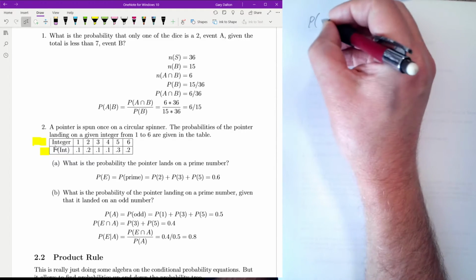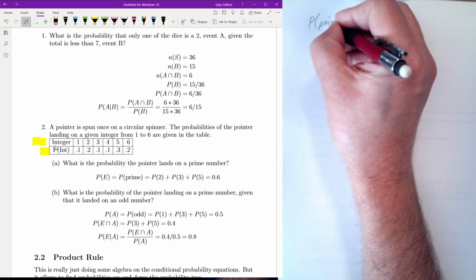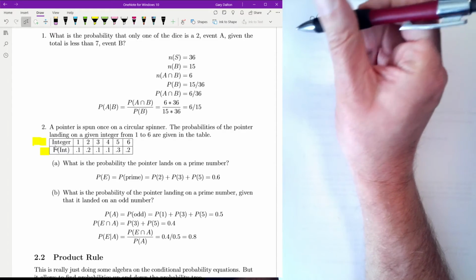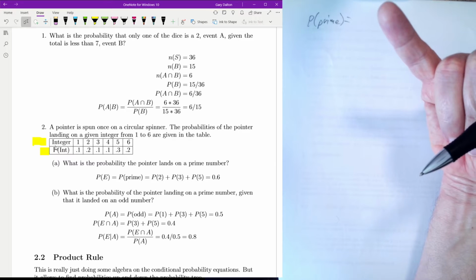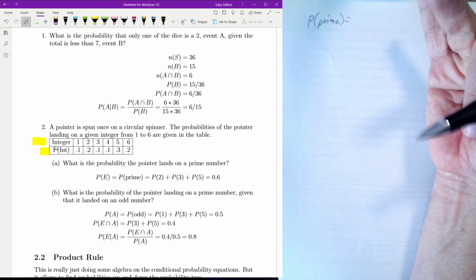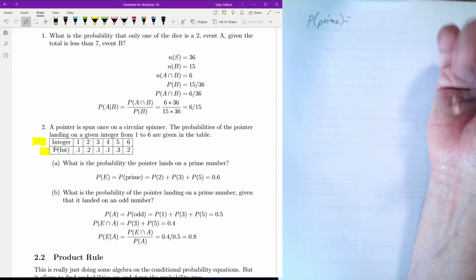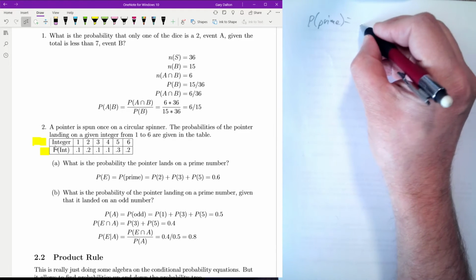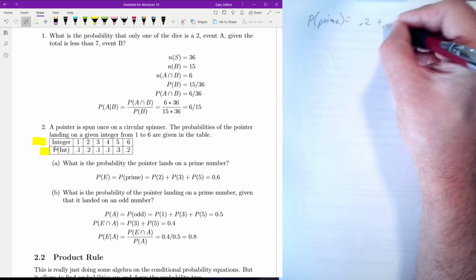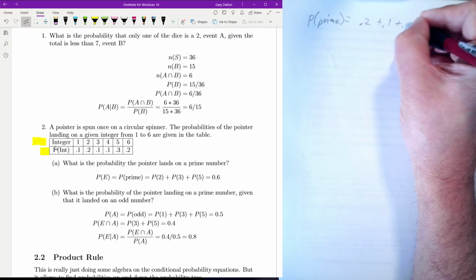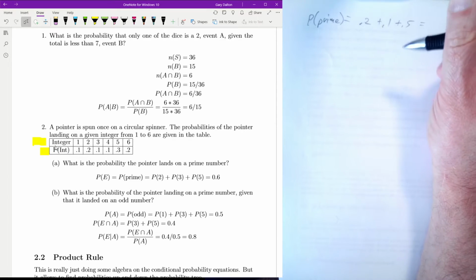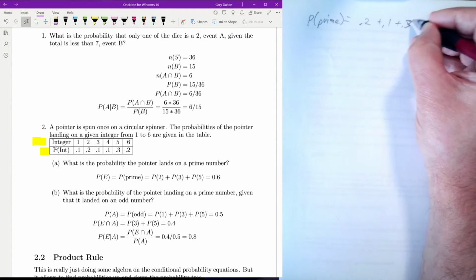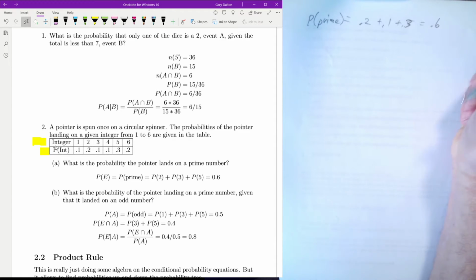So the probability of prime is equal to, well, 1. I'm sorry, 1 is not a prime, so that would be 2, 3, 5. So 0.2 plus 0.1 plus 0.3, which is equal to 0.6.